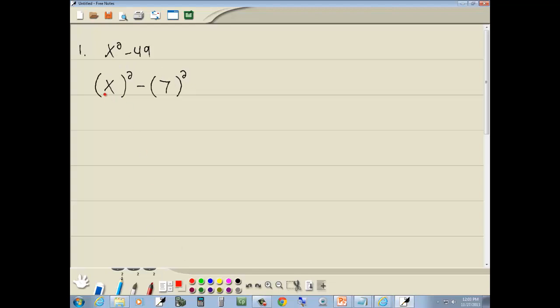Now I'm going to label what's inside my first set of parentheses as f for first, and I'll label what's inside my last set of parentheses as l for last. And this is a formula. So we got f plus l times f minus l. Now everywhere we have an f, we'll plug in x, and everywhere we have an l, we'll plug in 7. So this becomes x plus 7 times x minus 7. And that's our answer.